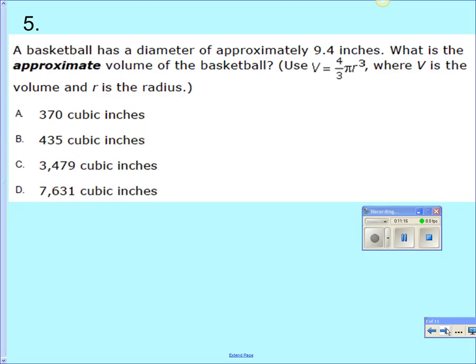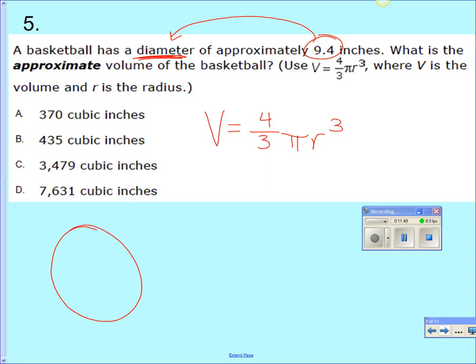Okay, anybody know what would be helpful to do first? Good, write down the formula. V equals 4/3 pi r cubed. Okay, what number did they give us? 9.4. What is 9.4? Very good. 9.4 is the diameter. So let's think about a circle. The diameter does what on a circle? The whole thing. So this whole thing is 9.4.